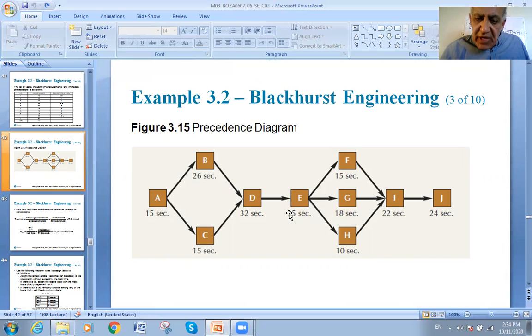Then E will give to F, and E will give to G, and E will give to H. Then, like I told you, let's say F is the sleeves of this shirt, G is the front of this shirt, H is the back of this shirt. Then I will stitch all of them together. So I will wait till F finishes and G finishes and H finishes, and they will send it to them. Let's say 200 shirts. Then they will finish all the 200 shirts here.